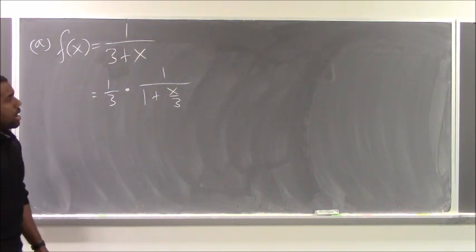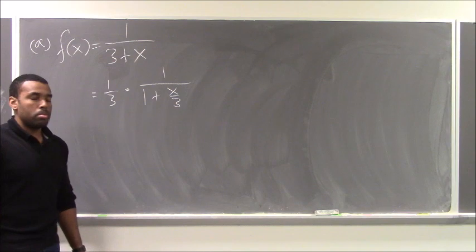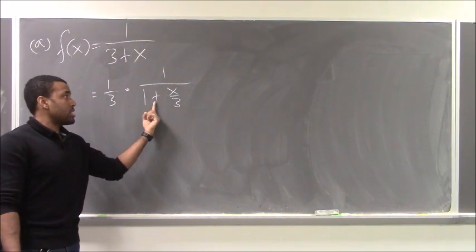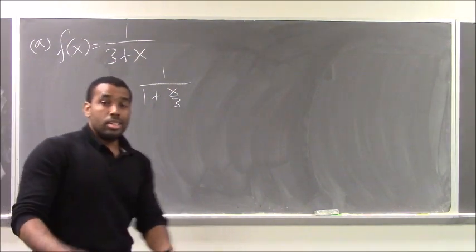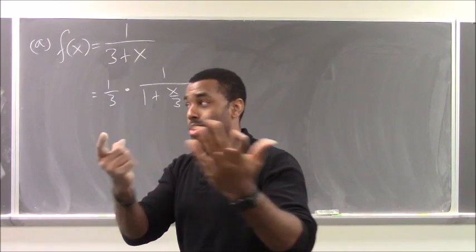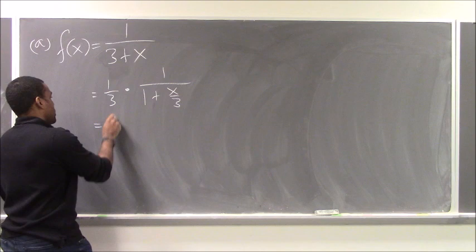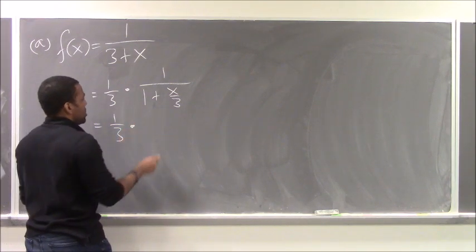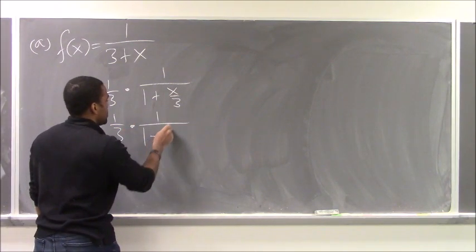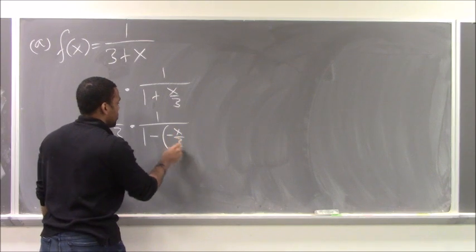Now, again, I want this to look like something like 1 over 1 minus x. But there's a plus sign here. How do I do that? Right, you can write plus as a negative of a negative. So I would have this as 1 third times 1 over 1 minus a minus x over 3.